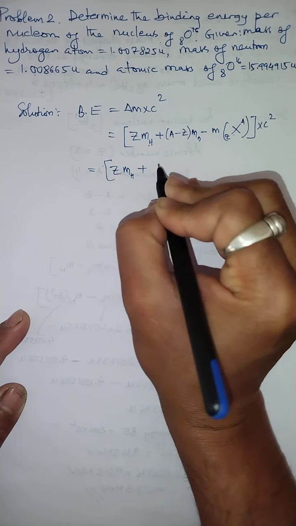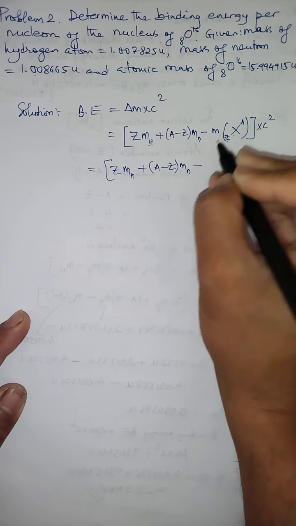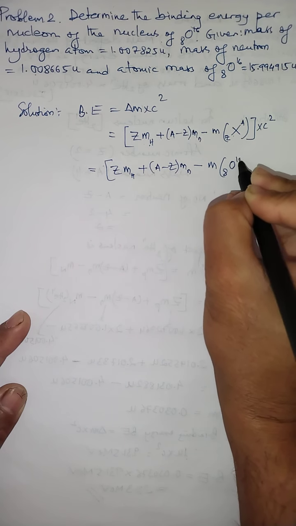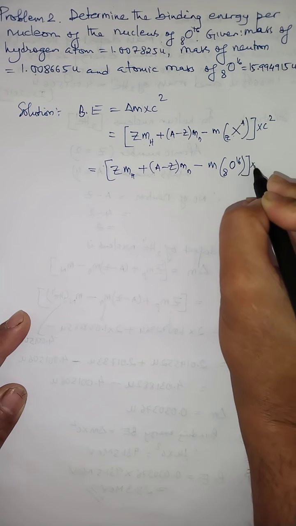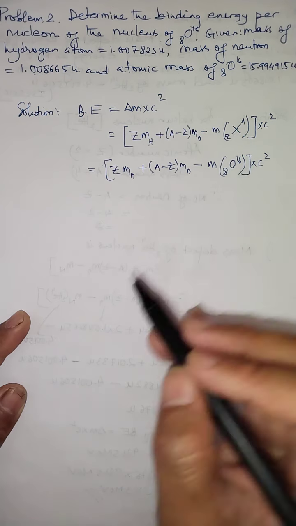ZM_H plus (A minus Z)M_n minus M. Okay, let me write this as ₈O¹⁶. No, this is the atomic mass of the oxygen atom. So this is the formula. So I replace this ᴢXᴬ by ₈O¹⁶.